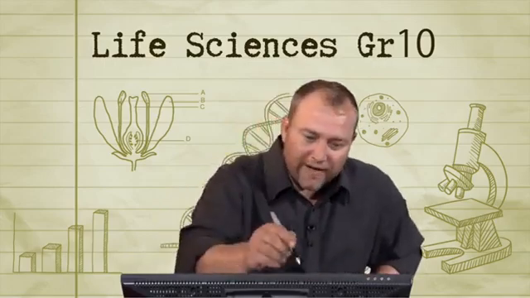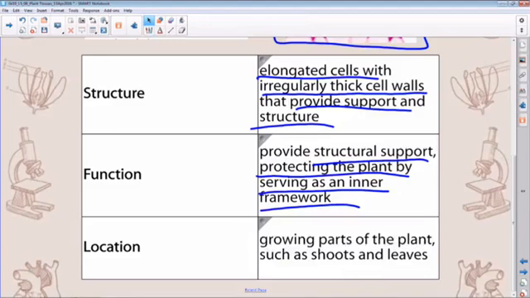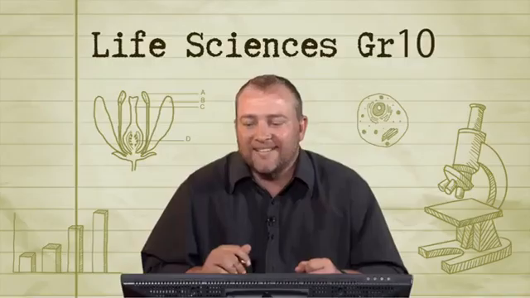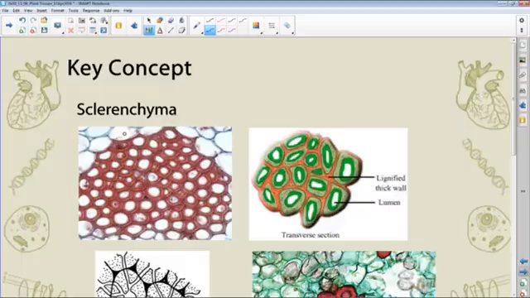How cool is that? Okay, and then of course, where do we find these guys? Well, they're found in growing parts of the plants such as shoots and leaves. So all the growing parts of the plant, it's there to protect them so that they don't get damaged. It's cool, eh? Okay, let's have a look at the next slide that I've got for you. The next one is sclerenchyma.